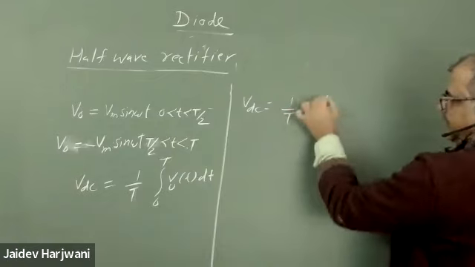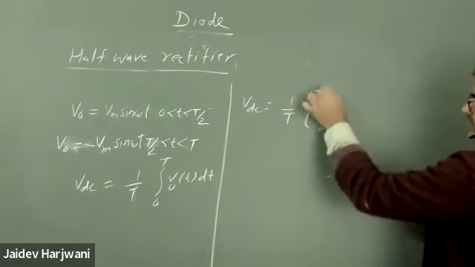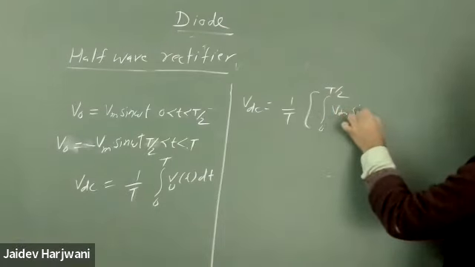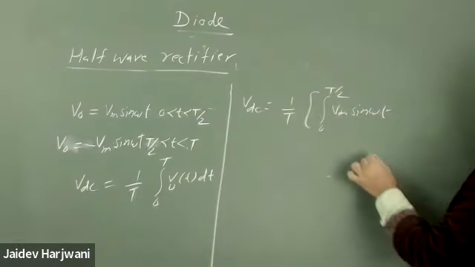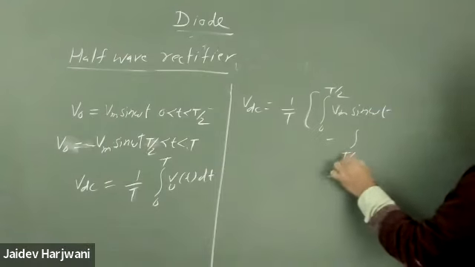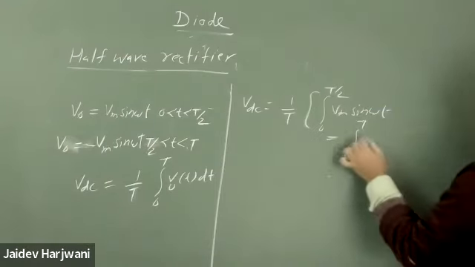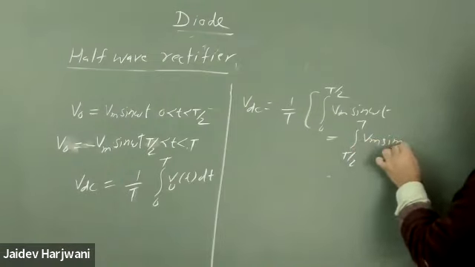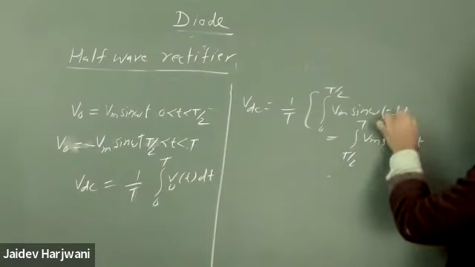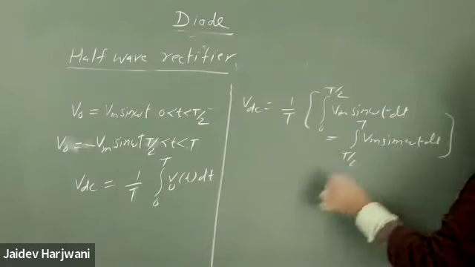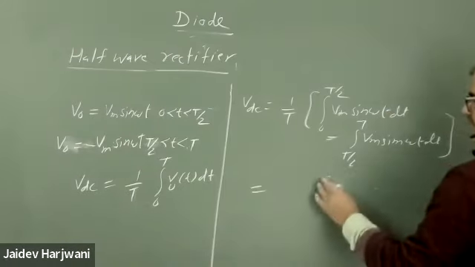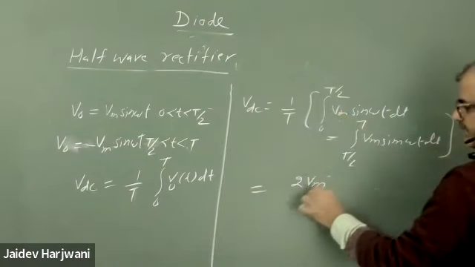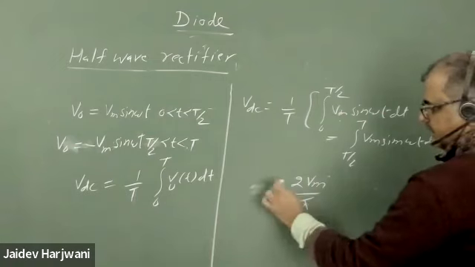1 by T. I can write from 0 to T by 2, my function is Vm sine omega t, and T by 2 to T, I have another function, Vm sine omega t dt. Now if you solve this one, I'm not solving, already solved one time. This should come 2 Vm upon pi. This is VDC.